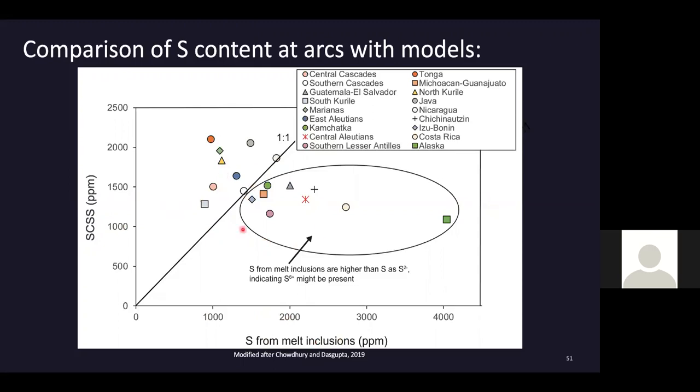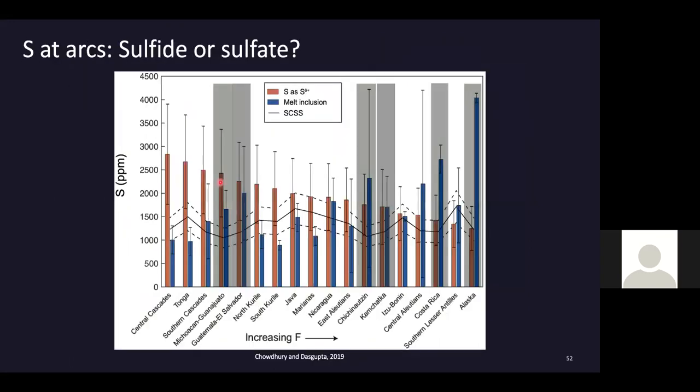However, for the arcs which lie to the right of the 1:1 line, the melt inclusion sulfur content is higher than what we can describe by the presence of sulfide. Thus, we speculate that at these arcs, sulfate can play an important role as a sulfur species. To finally see whether sulfate can be present in some of these arcs, this plot shows us the sulfur content of different arcs on the y-axis, and arranged in increasing degree of melting are the different arcs on the x-axis. The orange bars are the sulfur content in the presence of a sulfate species.